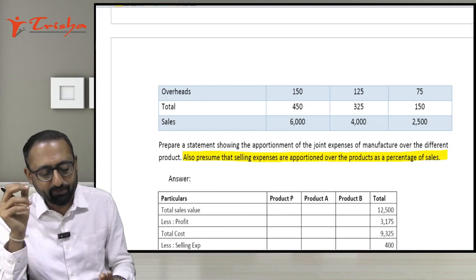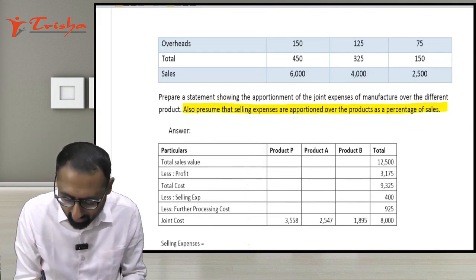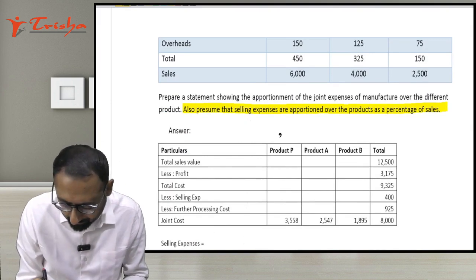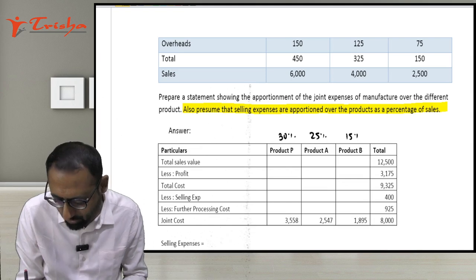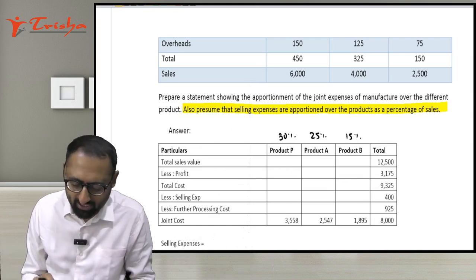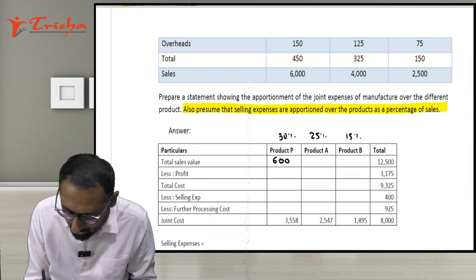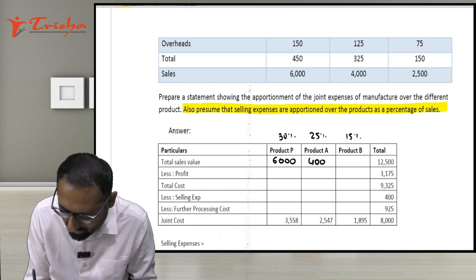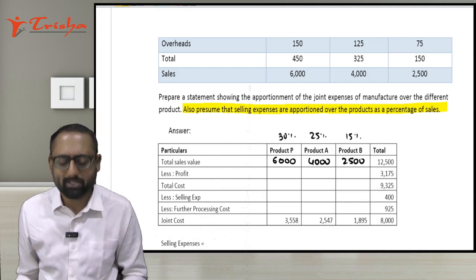Profit percentage is given here: 30%, 25% and 15%. So let's quickly apply the reverse cost method. Total sales value: how much is your total sales value? 6,000, 4,000, and 3,500, so 12,500 is your total sales.